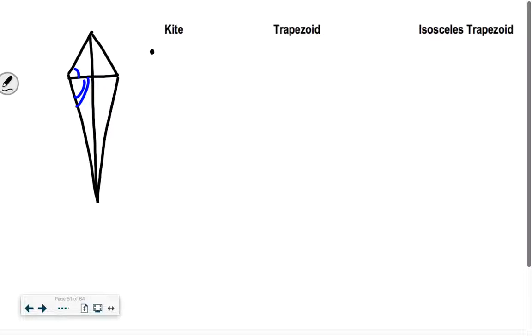So a kite by definition has 2 pairs of consecutive congruent sides. Okay, that's its definition. And its diagonals are perpendicular, like a rhombus.